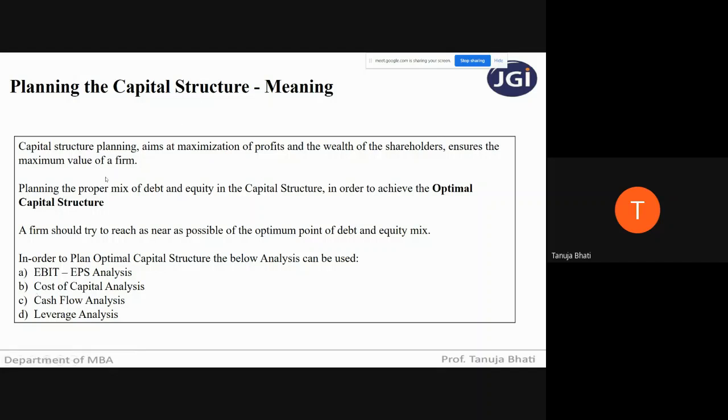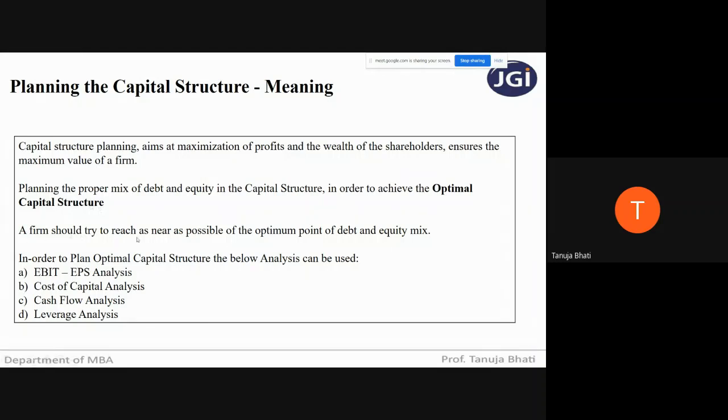So let me read out this particular slide. Capital structure planning aims at maximization of profits and wealth of the shareholders and ensures the maximum value of the firm in the market. Planning the proper mix of debt and equity means planning the best combination of debt and equity in the capital structure in order to achieve the optimal capital structure. Means planning should be done in such a way that the best capital structure is selected, which is going to increase the wealth of the firm.